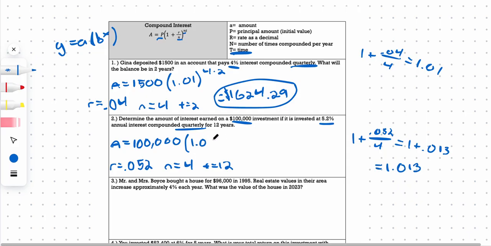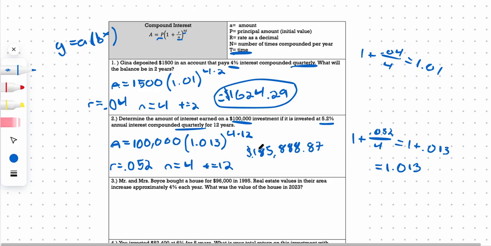So let's plug that in here. To the n times t power, so 4 times 12, which is just 48. So let's plug that in. Let's do 1.013 to the 48th power times 100,000. And we get $185,888.87.